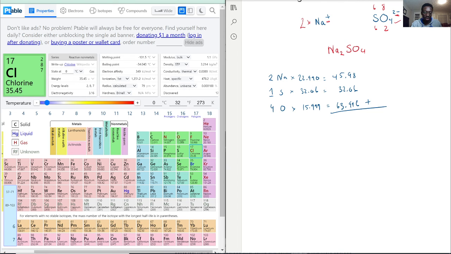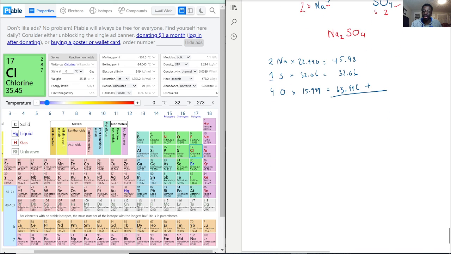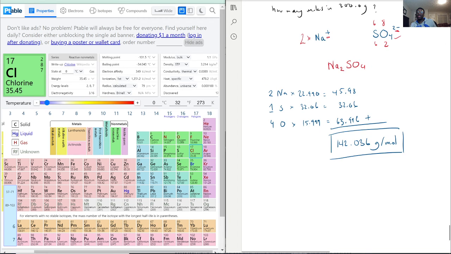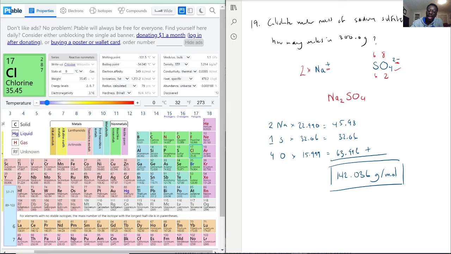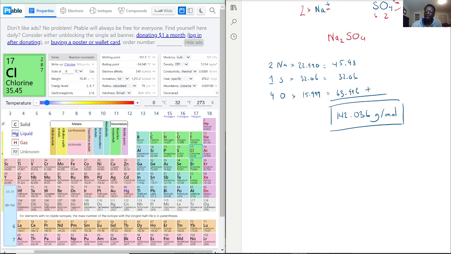And when you add that all together, plus 32.06, we get the total molar mass, as this question was asking, because we added the constituents: 142.036 grams per mole. So that is the answer we're going to get there. Now the next part is asking us how many moles are in 300.0 grams. For this, we have to make sure we do this correctly in terms of converting properly.